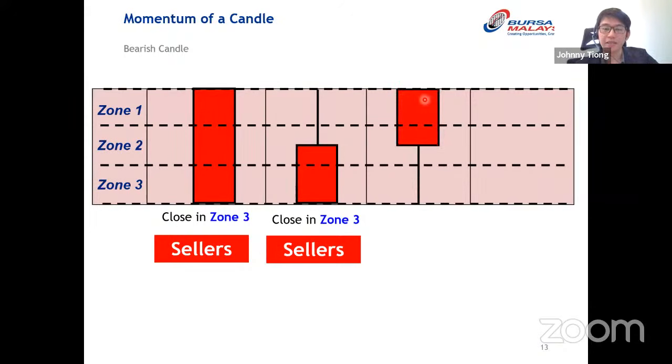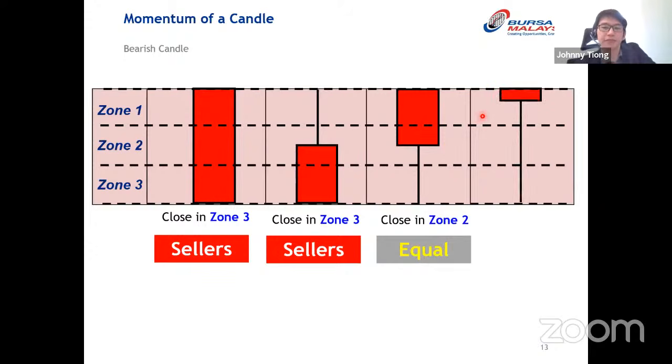Okay, look at the third example. For this candle, which zone does it close at? It closed at zone 2. So zone 2, what does it mean? It means equal buyers and sellers for the day. And then the last example, we look at the last example.